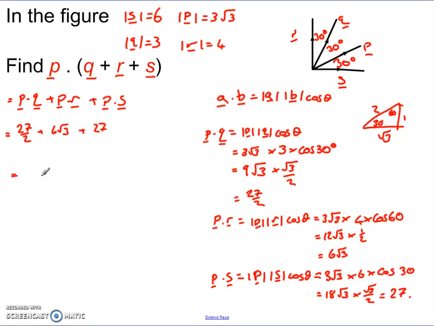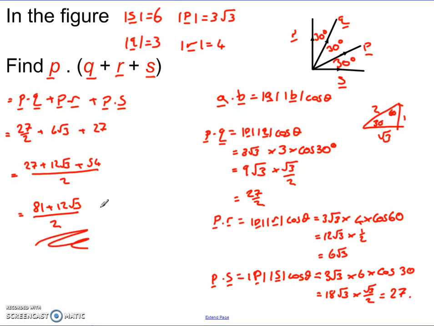Put it all together and get it over a common denominator. I've got 27 plus 12 root 3 plus 2 27s, which is 54, all over 2. Simplify it as much as we can. 54 plus 27 gives you 81 plus 12 root 3 over 2. There we go. We've got what we want as a final answer.